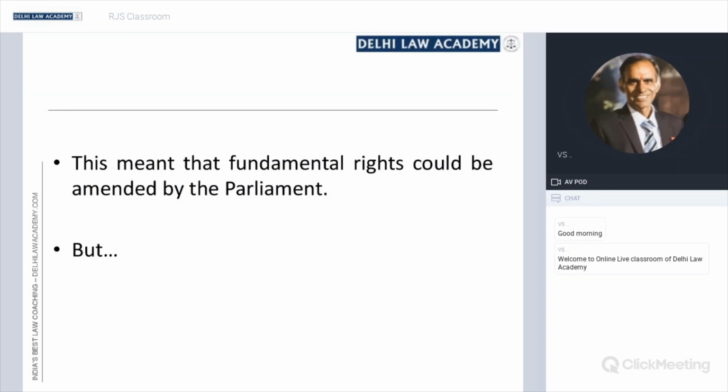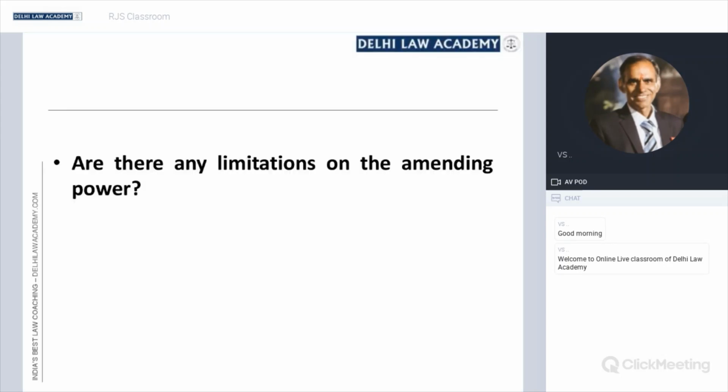So this meant that the fundamental rights could be amended by the Parliament. Clear meaning of upholding the constitutional validity of the article of the 24th Amendment. And then there was a provision, an interpretation, which changed the shape of things. So there was a but. And let's see what that but is.